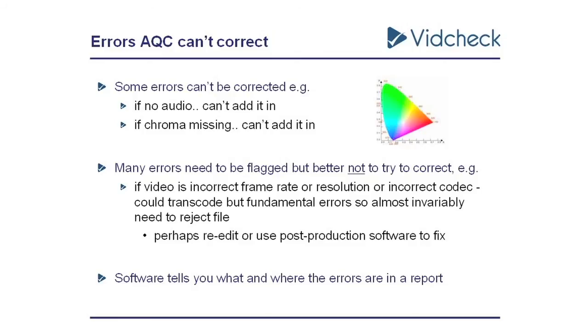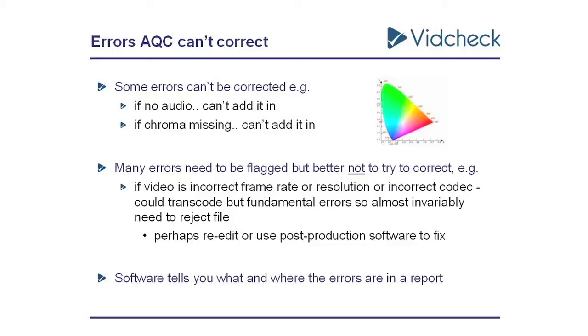Of course, there are some errors that can't be corrected. For example, while Vidcheck can correct your audio and chroma levels, it can't add the audio or chroma if they're missing altogether. There are lots of errors that, while they need to be flagged, it would be better not to try and correct them. For example, if the video is at the wrong frame rate or resolution, or if it's the wrong codec.